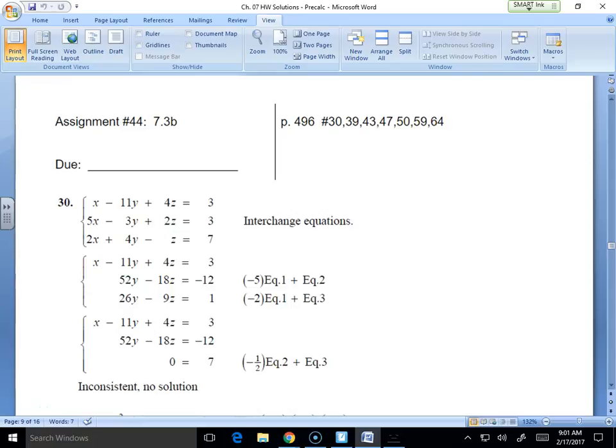Let me write a quick note for Bridget. 7.3b wasn't supposed to be super long, but it did have some application problems. So even though there weren't very many problems, it might have taken you a little bit of time and stretched you a bit.